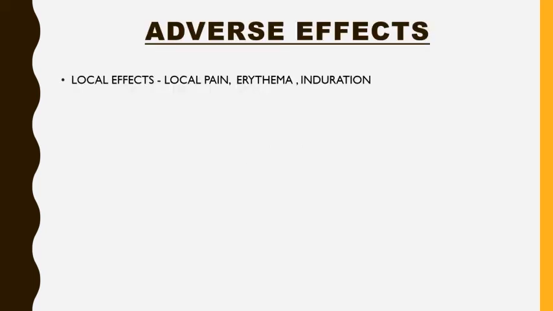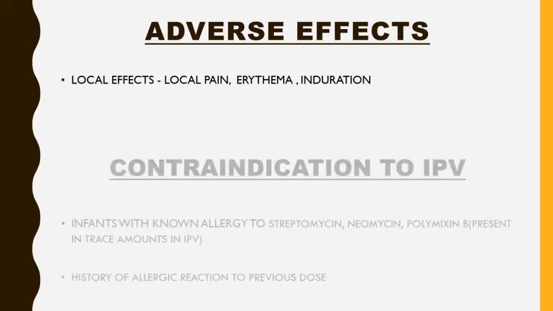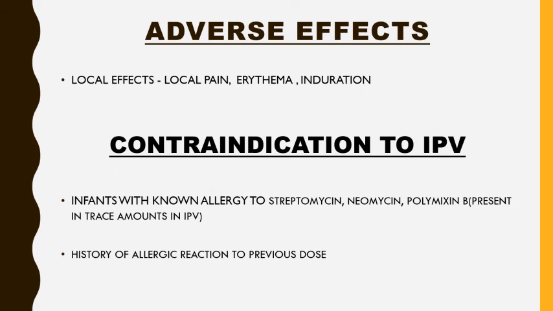Adverse effects. There could be a few local effects like local pain, erythema, and induration. Contraindications to IPV. IPV contains trace amounts of streptomycin, neomycin, and polymyxin B. So if there are infants with known allergy to any of these components, it's a contraindication. Also, history of allergic reaction to a previous dose of IPV is another contraindication.